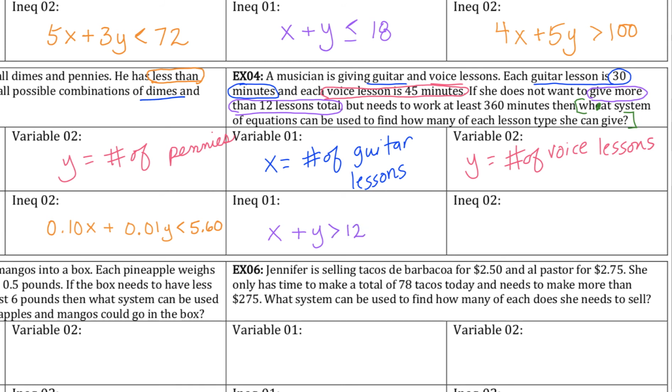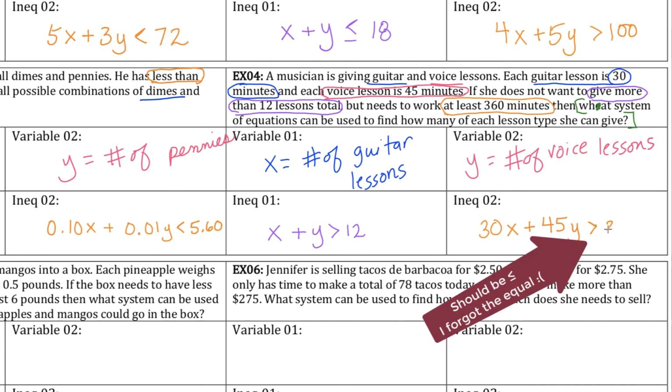And then let's find the total minutes. It needs to be at least 360 minutes. We know that a guitar lesson is 30 minutes, so 30 minutes times the number of guitar lessons, plus 45 minutes times the number of voice lessons, which is Y, should be at least 360 minutes.